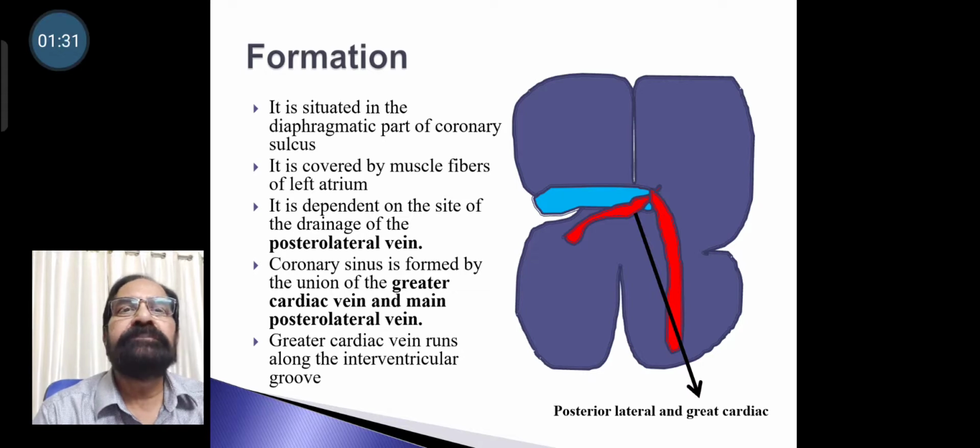Formation of coronary sinus. It is situated in the diaphragmatic part of the coronary sulcus. It is covered by muscle fibers of the left atrium. It is dependent on the site of the drainage of the posterolateral vein, which is shown in the picture. Coronary sinus is formed by the union of the great cardiac vein and the main posterolateral vein. Great cardiac vein runs along the anterior interventricular groove.